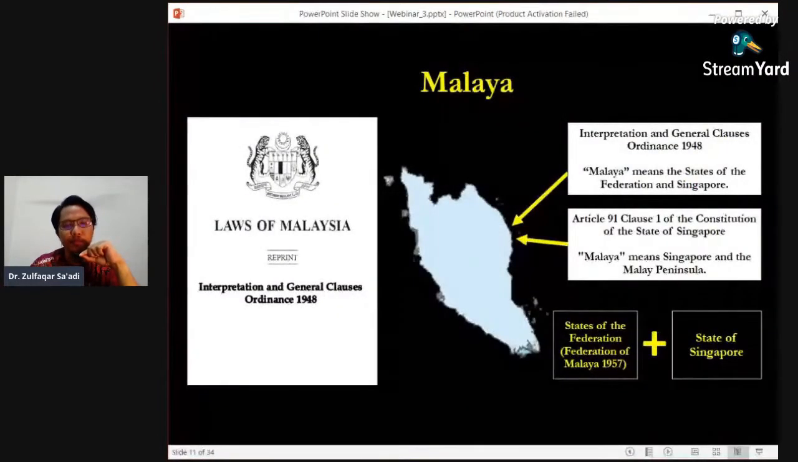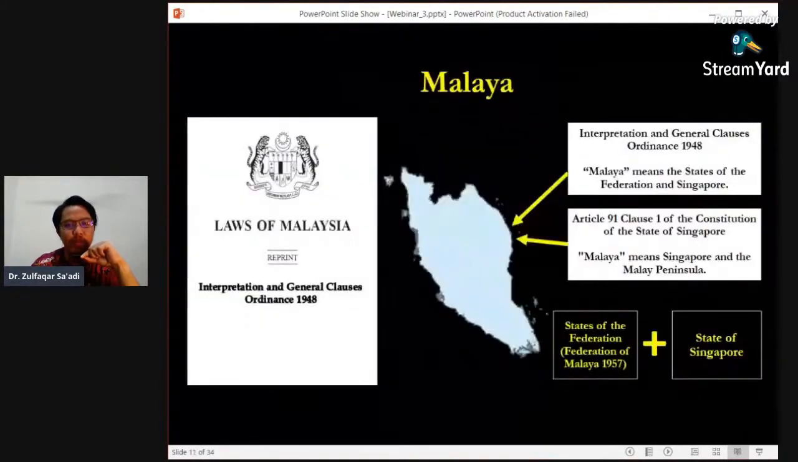Malaya in the Interpretation and General Clause Ordinance 1948 means the State of the Federation and Singapore. It means the Federation of Malaya plus Singapore. So that is Malaya. And Article 91, Clause 1 of the Constitution of the State of Singapore also gives the same meaning. Malaya means Singapore and the Malay Peninsula. What is the Malay Peninsula? The Malay Peninsula is the Federation of Malaya plus Singapore, and it becomes Malaya. So Malaya is Singapore and the Federation of Malaya.